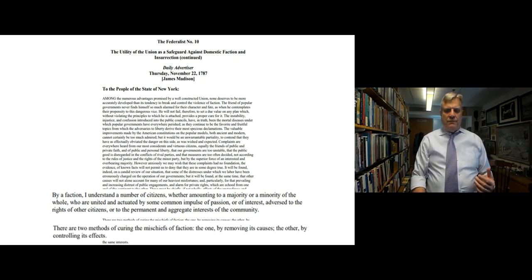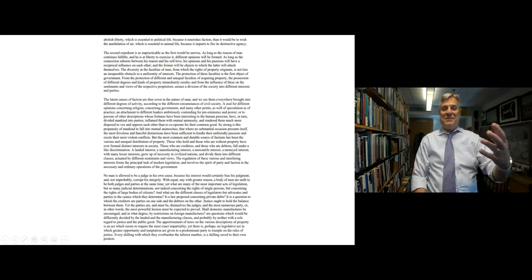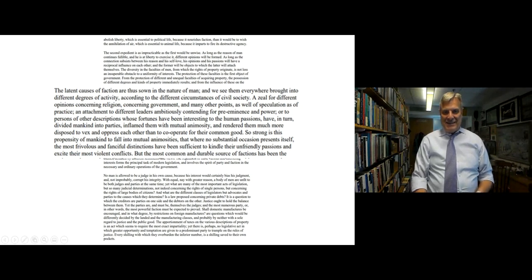Then, in typical Federalist Paper fashion, he says there are two ways that we can try to cure the mischiefs of faction. One is by removing its causes. The other is by controlling its effects. Well, what do you do by removing its causes? You take away people's liberty. We don't want that. Instead, we can try to control the effects by looking at how the new Constitution is going to work.